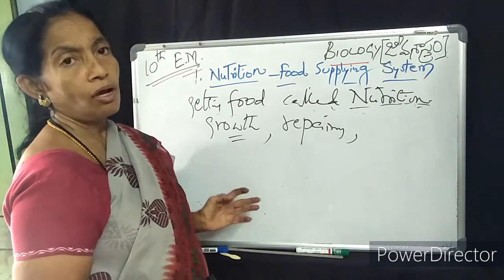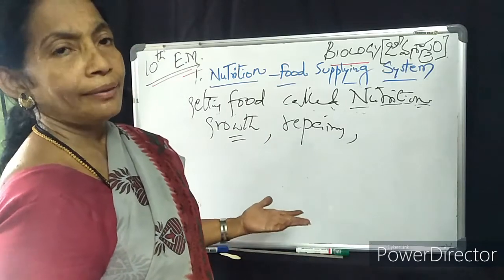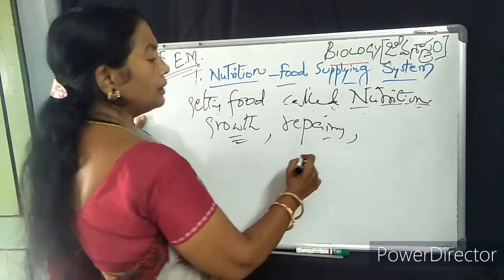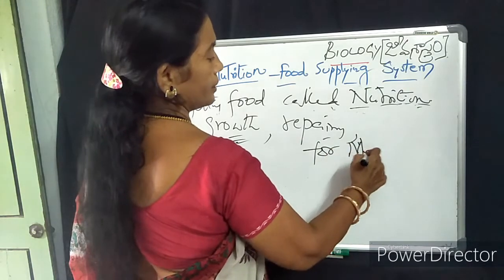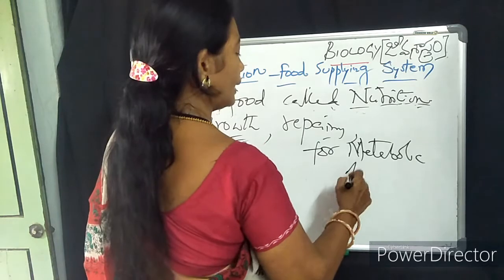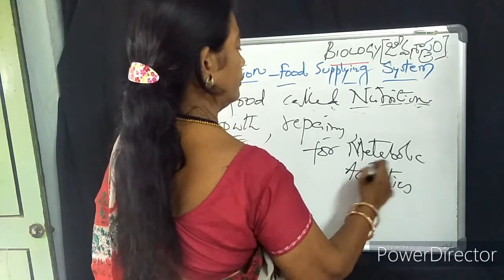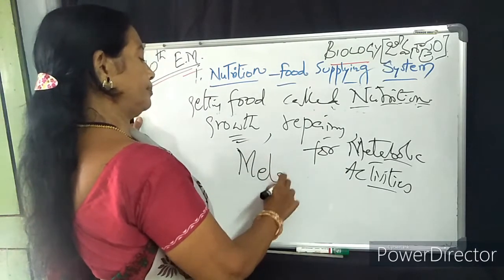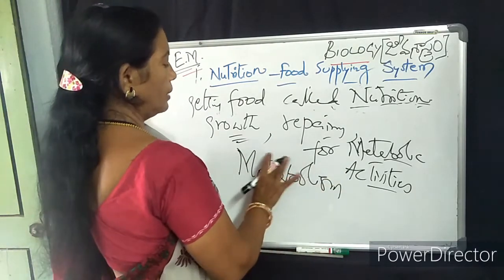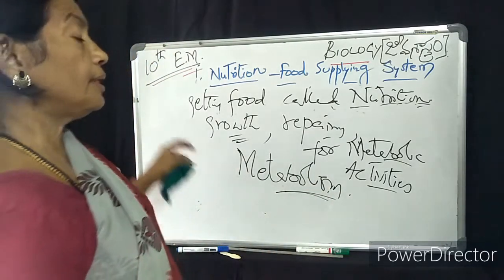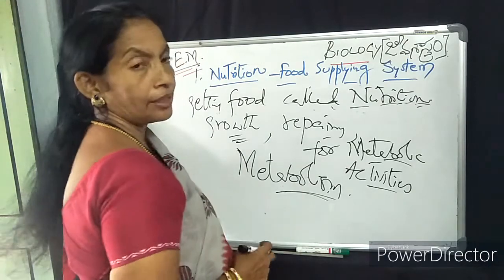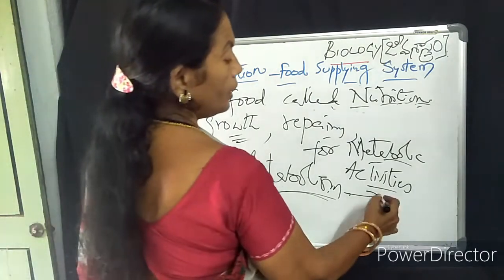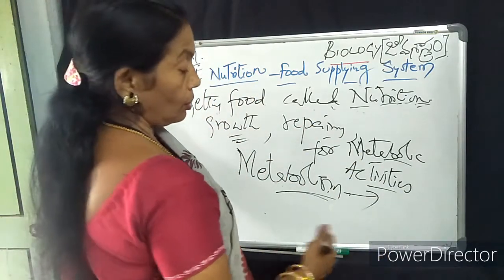And for us animals also, to grow our body in size, in height, like that. So for the growth and for repairing and for metabolic activities. In animals, metabolic activities, metabolism. What is metabolism? Already you learned metabolism, maybe in seventh class or eighth class. What is metabolism? Metabolism means the synthesis. We take air in through our nose for respiration.